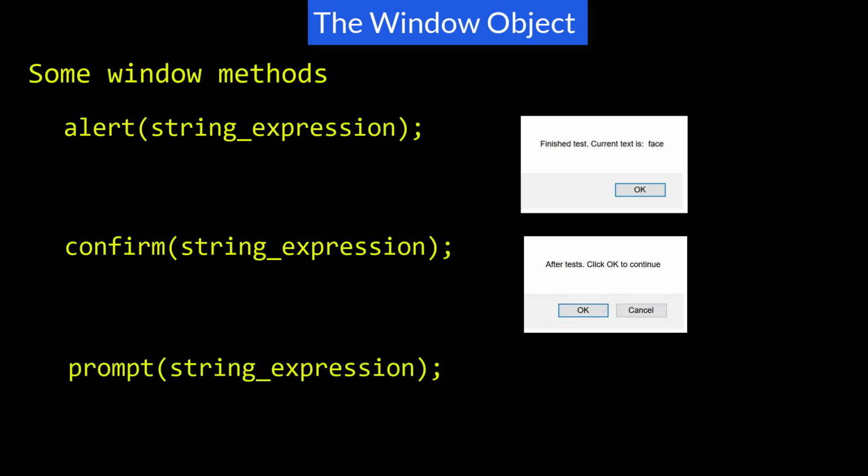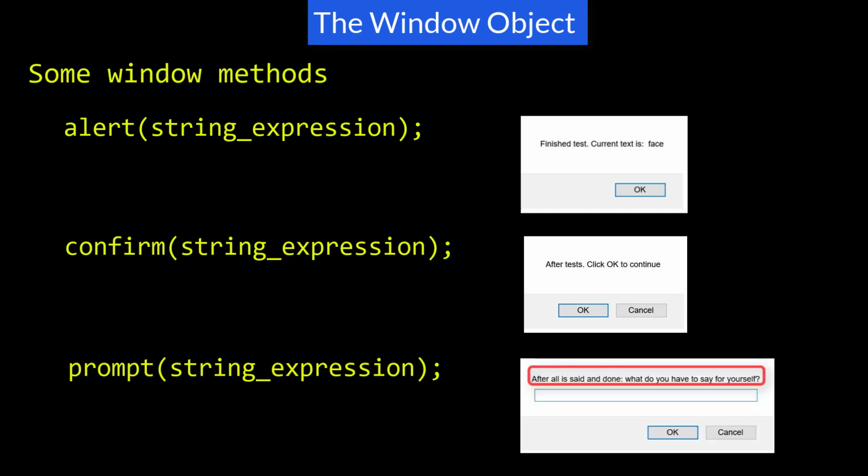And prompt, again, pass a string expression. It displays the expression in a pop-up window that also contains an OK button, a cancel button, and a text entry field. If the user clicks OK, the window is removed and any text in the input field is returned as the method's value. If the user clicks cancel, the window is removed and a null string is returned regardless of any text the user may have entered.